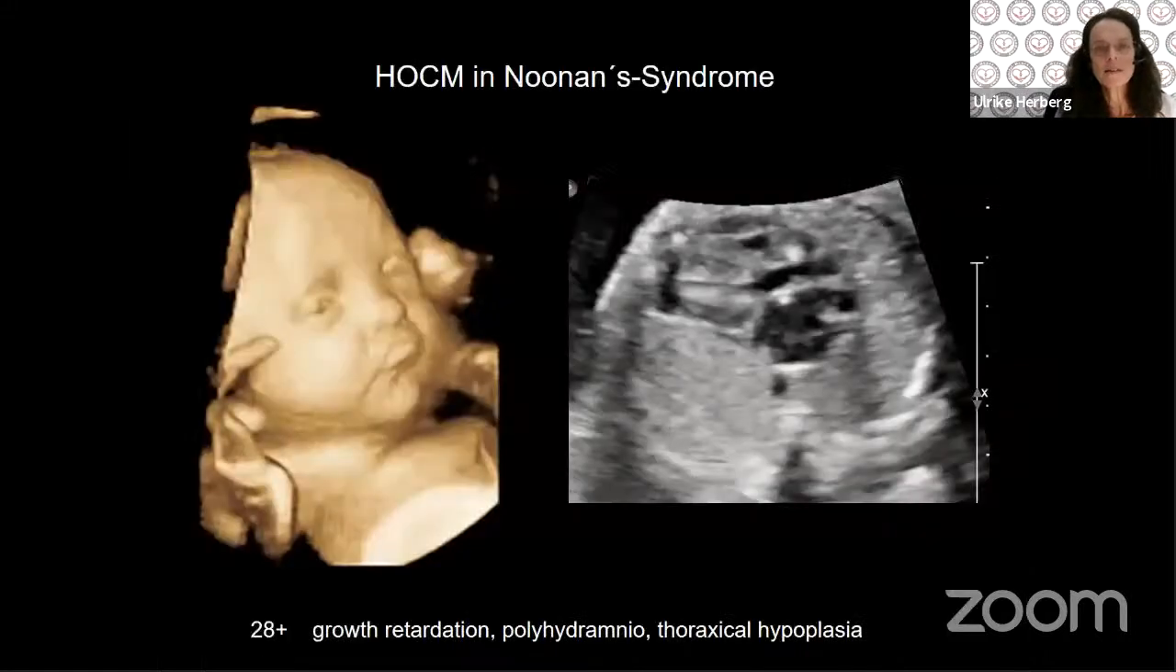This is another case with Noonan's syndrome, seen at 28 weeks of gestation with growth retardation, polyhydramnios, and thoracic hypoplasia, and presenting with hypertrophy of the left ventricle. I'm sorry I don't have a movie. This child did survive and is still alive and is doing well, has a biventricular hypertrophic obstructive cardiomyopathy, but doing well.